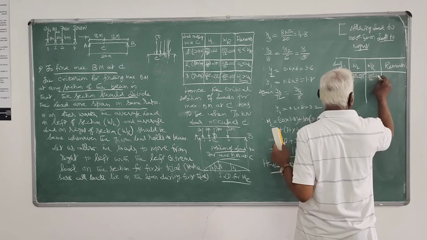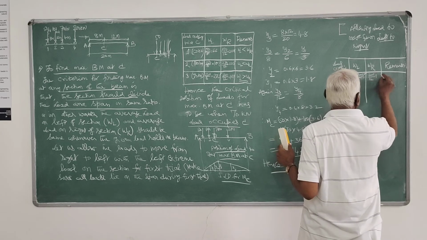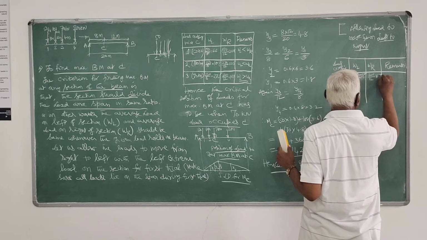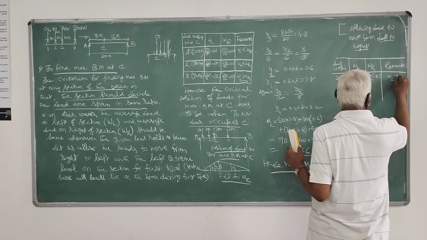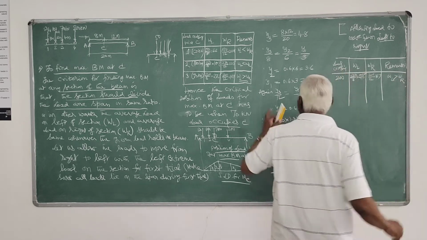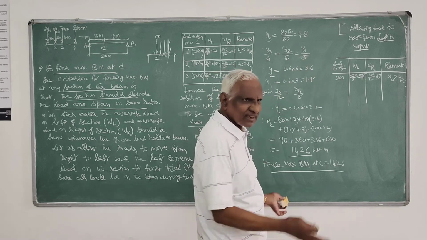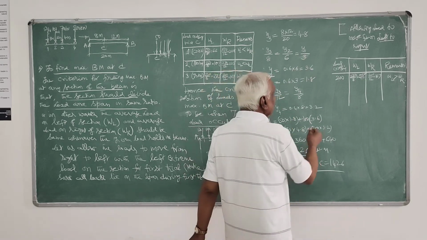So here it is 16,200 by 12, that is 16.7. So here WL is greater than WR. Earlier it was less, now here it is greater. Exactly the opposite thing will happen.